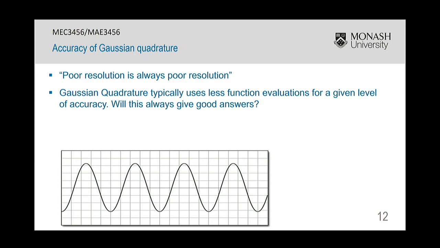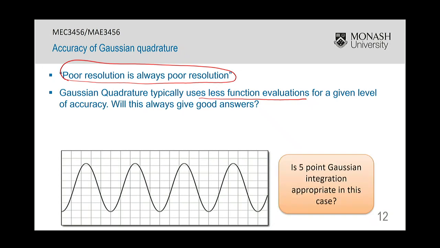Something about Gaussian quadrature, even though I said earlier that it's sort of the Rolls-Royce of integration because it really integrates a lot of things quite exactly, certainly all the polynomials, even though that's the case, the thing we have to take into account and always remember is that poor resolution is always poor resolution. If we compare Gaussian quadrature to other methods, Simpson's rule, trapezoidal rule, typically Gaussian quadrature will use a lot fewer function evaluations to achieve a given level of accuracy. The question is, however, will this always give us good answers?